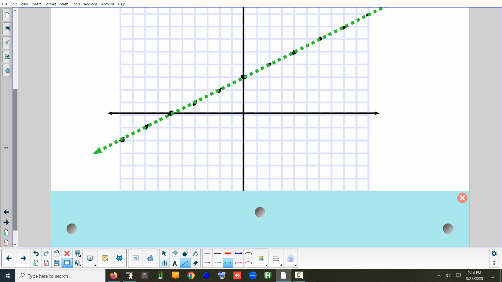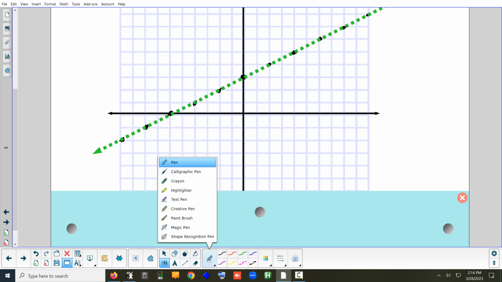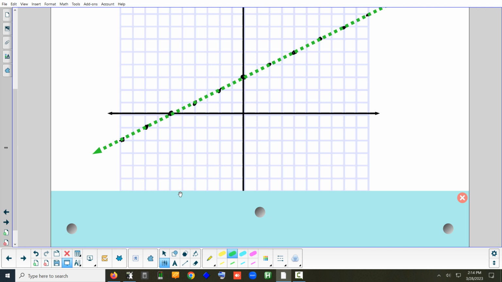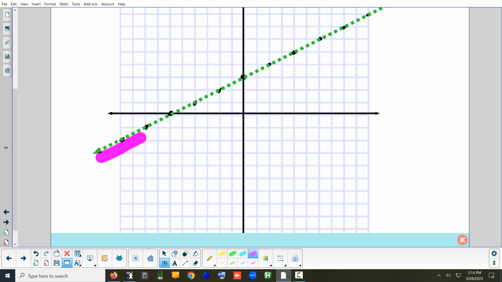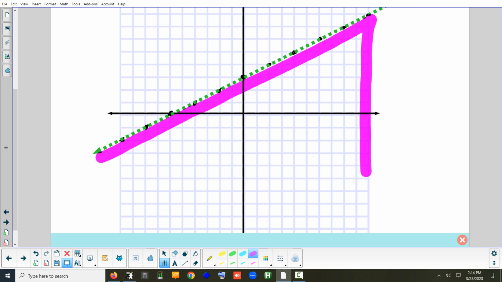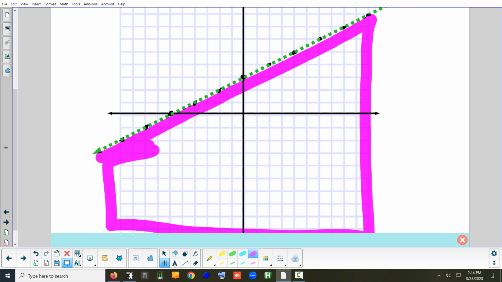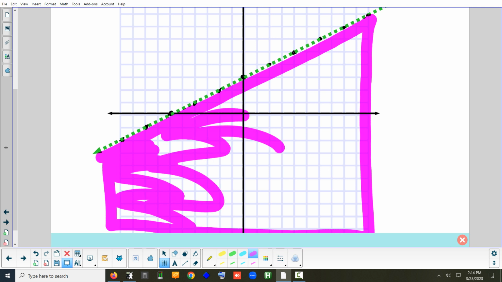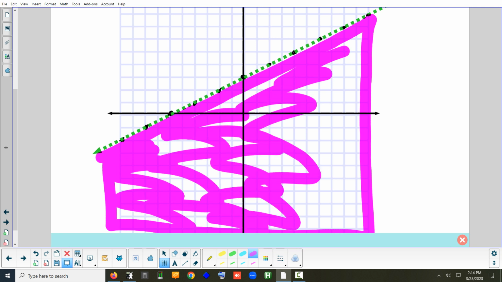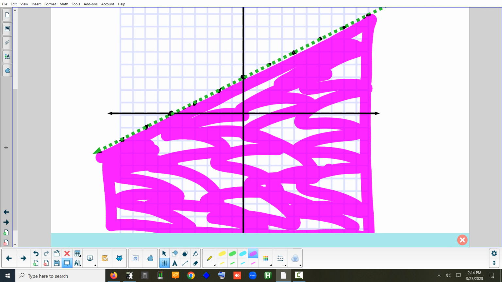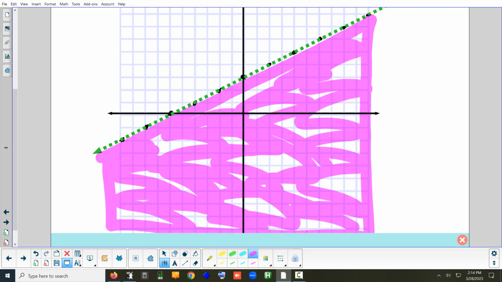I'm just going to take the highlighter. I'll just highlight the section we're going to shade. It's all this. I'm not going to do the whole thing, but you get the idea. Okay. So you shade below.